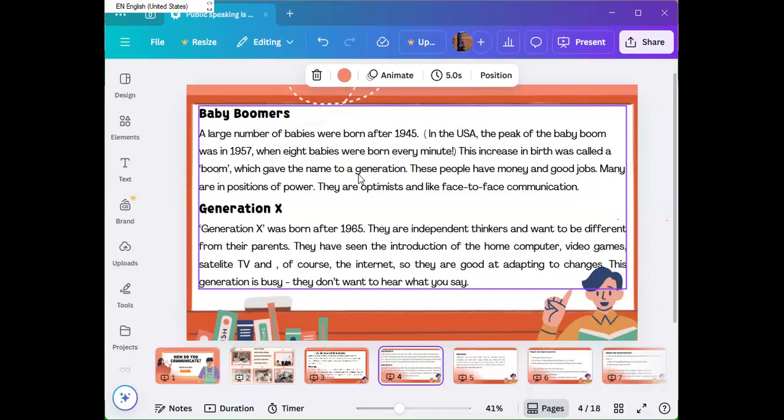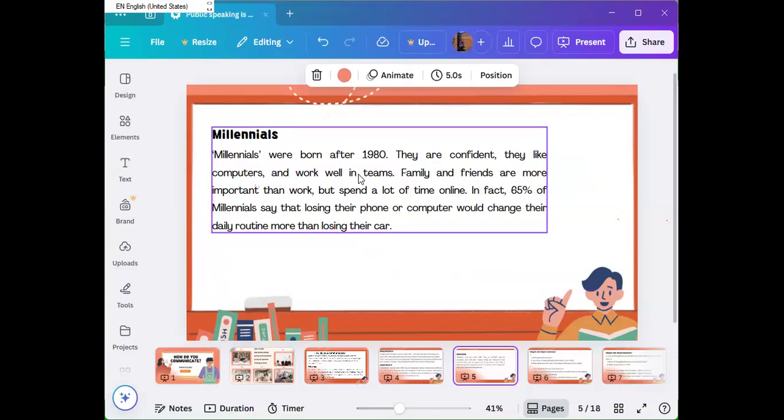All right, so could you please repeat after me: baby boomers. Baby boomers. Yes, baby boomers. Generation X is easy. Generation X. Very good. Next one is millennials. Millennials. Millennials, with the stress in the middle. Millennials. Yes, millennials.